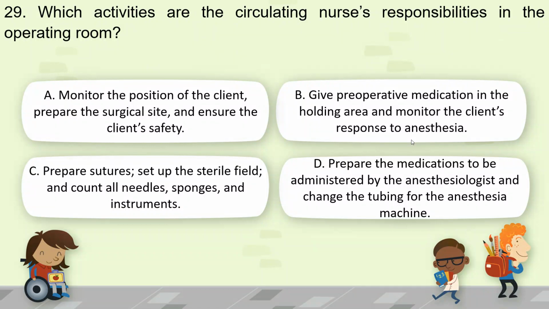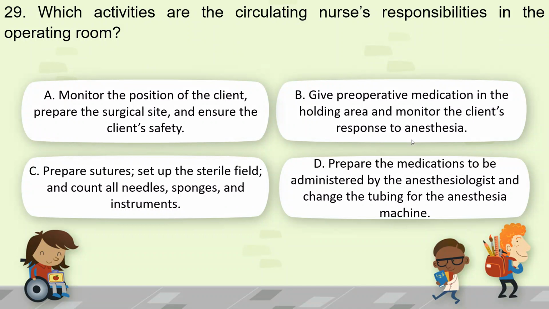Of course, do you still need to memorize that? The answer is letter A. The circulating nurse is basically responsible for coordinating the activities in the OR, keeping the OR clean, ensuring the safety of the client, and maintaining the humidity, lighting, and safety of the equipment.